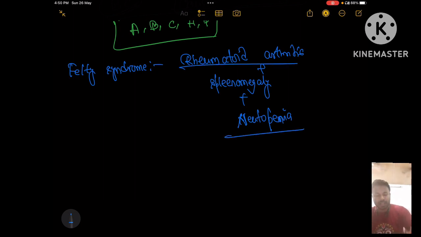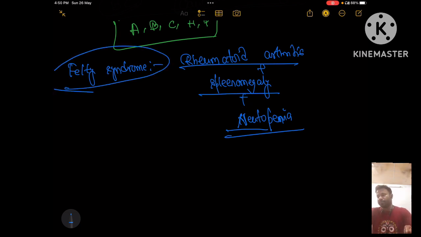Neutropenia. So rheumatoid arthritis, splenomegaly, and neutropenia are the triad of Felty syndrome.